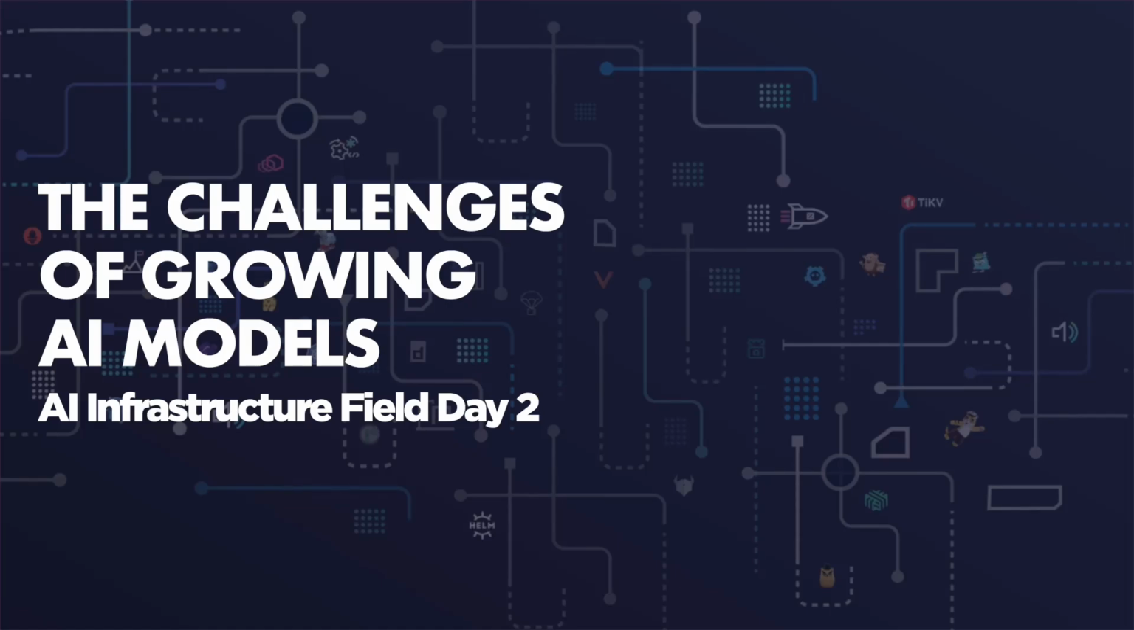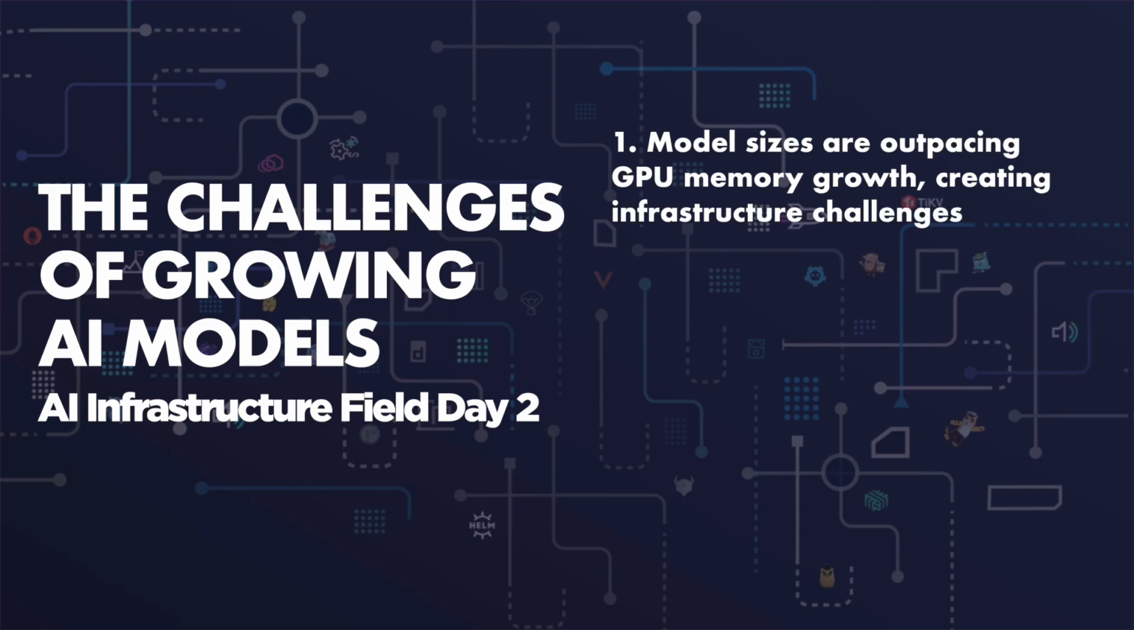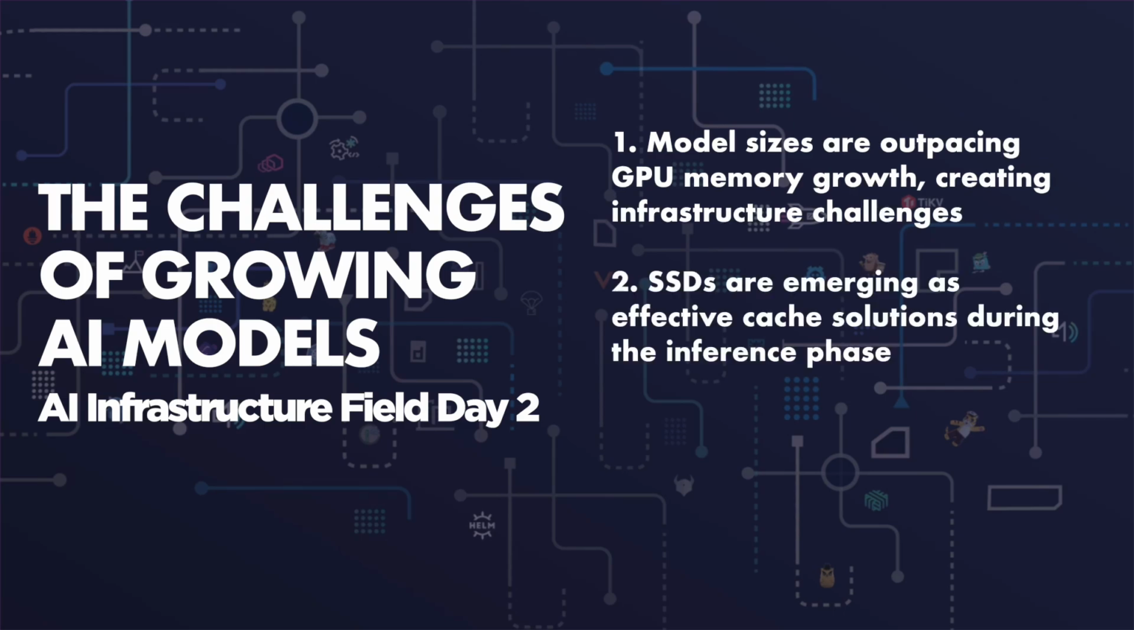AI model sizes have been getting bigger and bigger. And this leads to some significant challenges, particularly if you can't continuously replace your GPUs with larger GPUs that have more memory attached to them, more high bandwidth memory. One of the things we saw a little through our sessions at AI Infrastructure Field Day was finding ways to optimize this. One of the themes was using SSD as a cache to hold some of the model, so you don't need to use a GPU that can hold the entire model in memory.